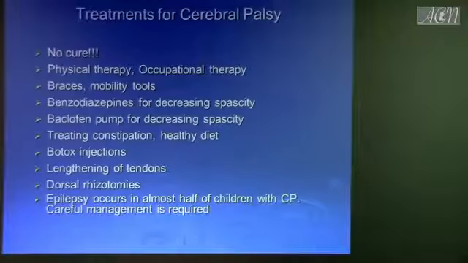Treatment for cerebral palsy. Is there a cure? No cure. Physical therapy, occupational therapy is very important. Braces, mobility tools, extremely important. Benzodiazepine for decreasing spasticity. Baclofen pump, treat constipation, healthy diet, Botox injection. If you have less than 4 large muscle groups, lengthening of tendons; we tend to wait until they are as close as they can be to puberty. Dorsal rhizotomies, we don't do it as much, but sometimes very helpful. And epilepsy, almost all can have it, so you need to be careful treating the epilepsy and educating the patient about that.